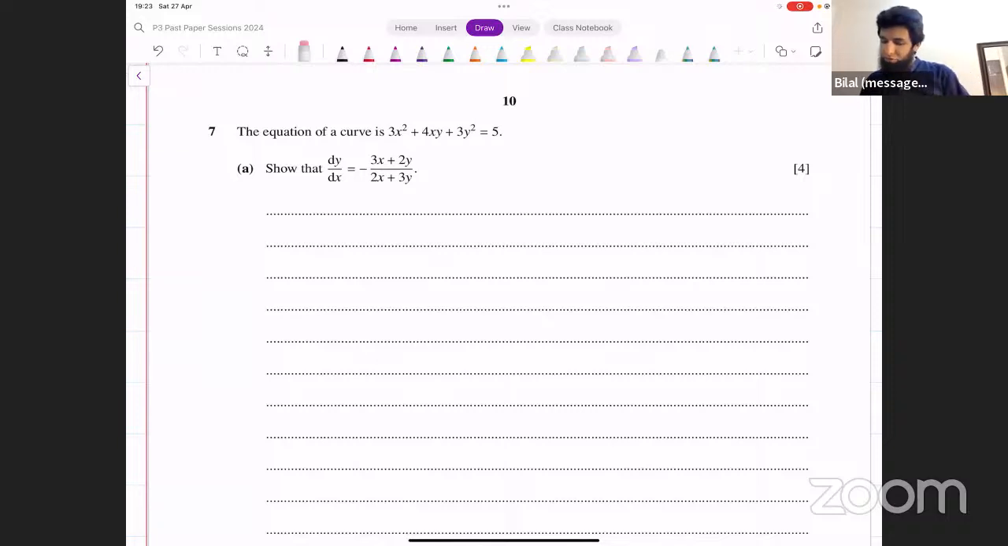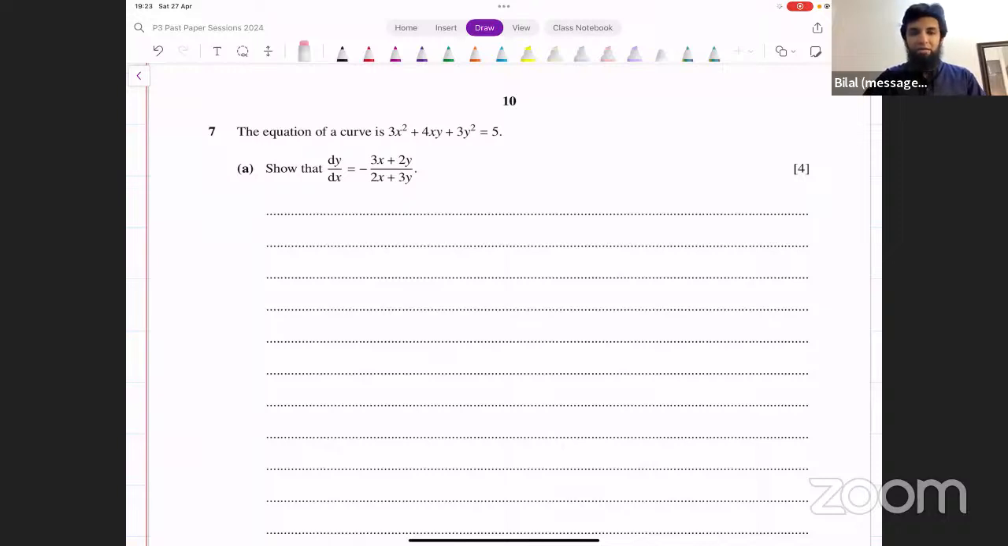All right, everyone. So we're resuming now. The next question that we want to do from this paper is question number 7. Okay, let's try this now. It says the equation of a curve is this. It's given here. And what we want to do is show that dy over dx equals minus (3x plus 2y) divided by (2x plus 3y).